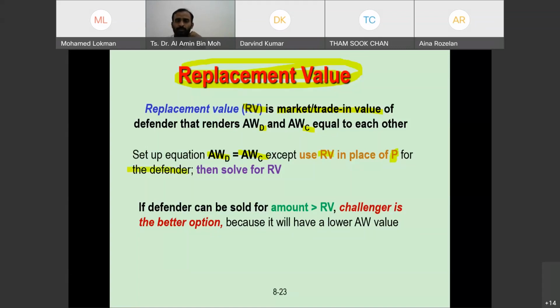Okay, you're going to have the P value, right? So we use RV. RV is the replacement value. If the defender can be sold for an amount greater than RV, the challenger is a better option because it will have a lower AW value. It means that if we calculate and identify that the defender, the current technology or current machine or equipment, can be sold for an amount higher than the replacement value, then that is good.